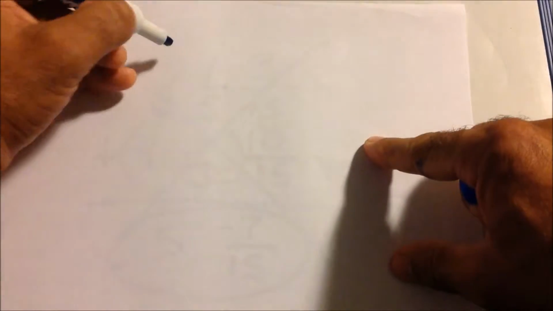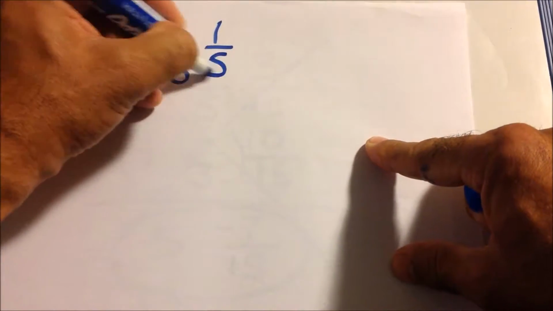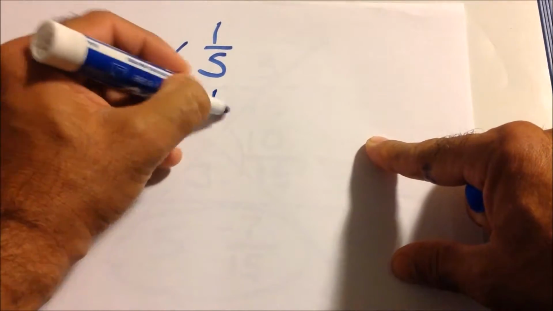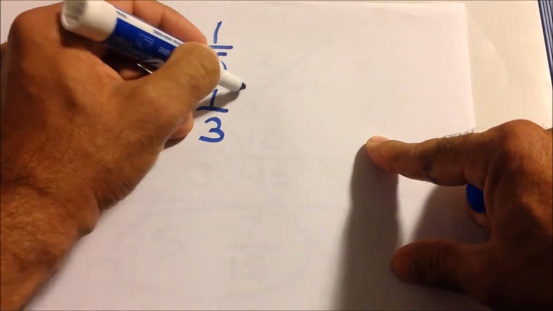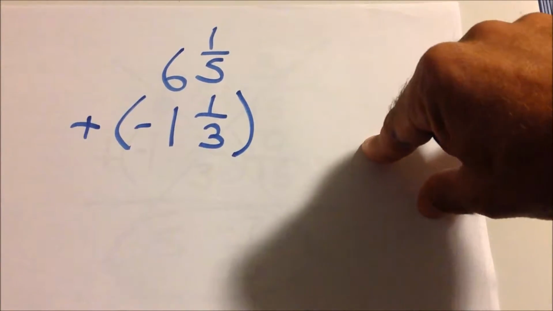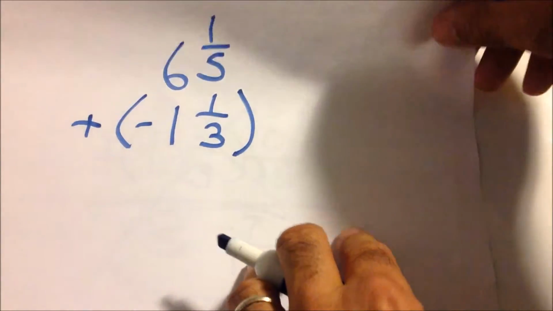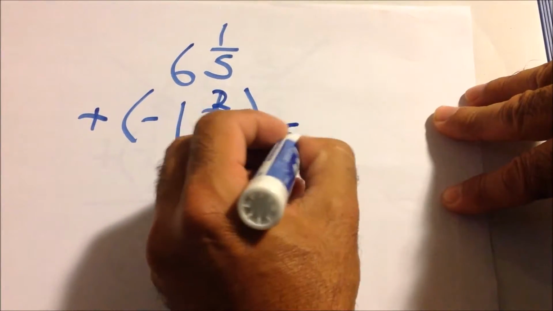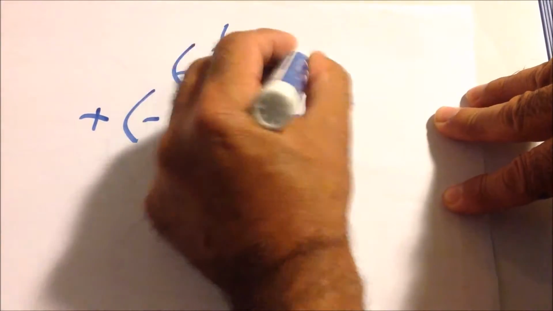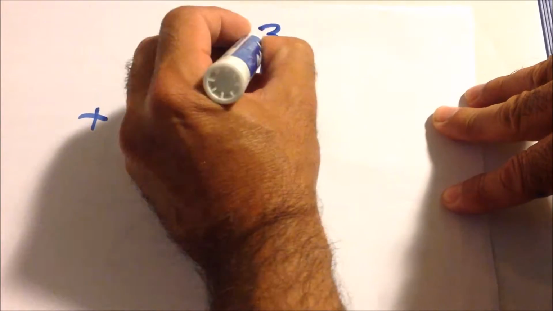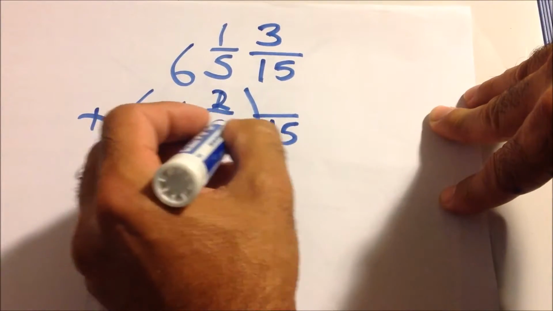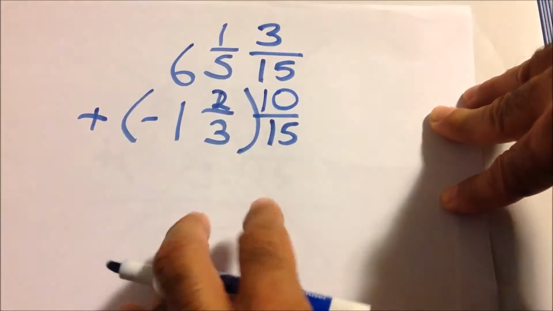So let's write this over. 6 1/5 plus -1 2/3. Right. 2/3. So let's do the same thing. We got the common denominator, 15. 5 goes into 15 3 times. It's 3 there. And 3 goes into 15 5 times, and there's 10.